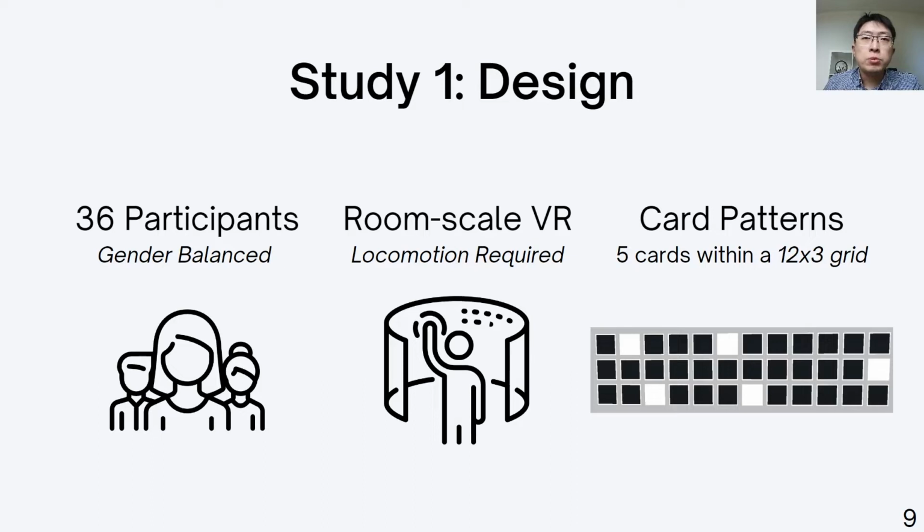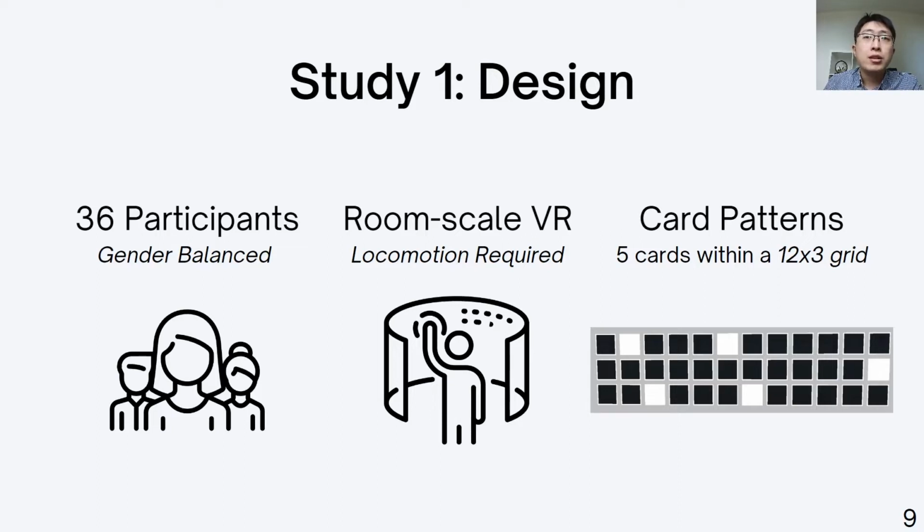We used room-scale VR in a 10 meter by 5 meter empty room, where users must use physical locomotion to navigate. Participants must learn and recall a pattern of 5 cards within a 12x3 grid. We created a fixed sequence of patterns by generating them in a constrained random manner. There are 3 constraints for this generation.